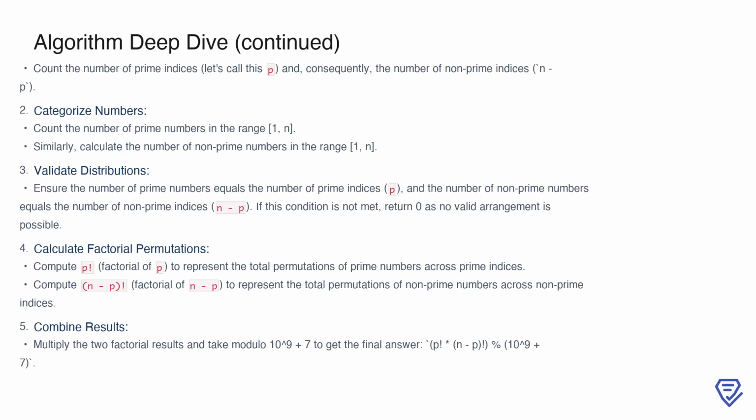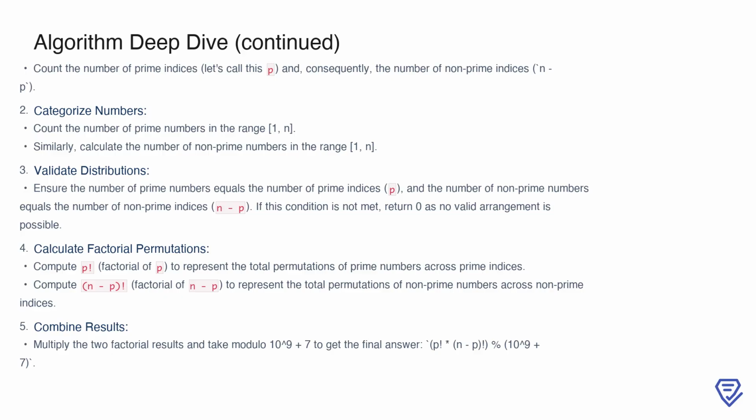Once we have identified the prime indices using the sieve of Eratosthenes, the next step is to count the total number of prime indices, denoted as p, and the total number of non-prime indices, which would be n minus p. Similarly, we need to categorize the numbers from 1 to n into primes and non-primes. The total number of prime numbers should match the count of prime indices, and the total number of non-prime numbers should match the count of non-prime indices. If these distributions do not align, it means no valid arrangement is possible, and we can directly return 0.